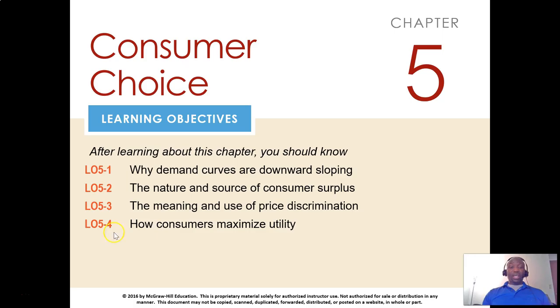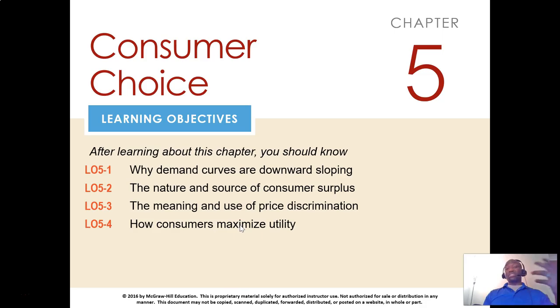Those are the learning objectives here. Why are demand curves downward sloping? We know that in chapter 3, the demand curve has a negative slope. When the price goes down, then quantity increases. So we will see another explanation of this negative slope. We also will see the nature and source of consumer surplus, what consumer surplus is, and the meaning and use of price discrimination.